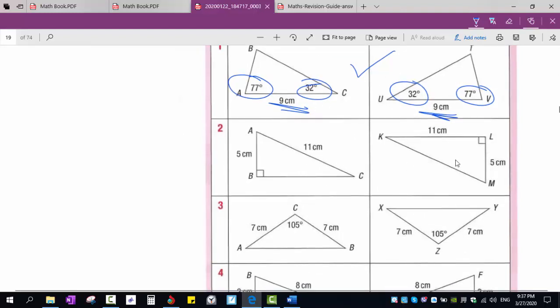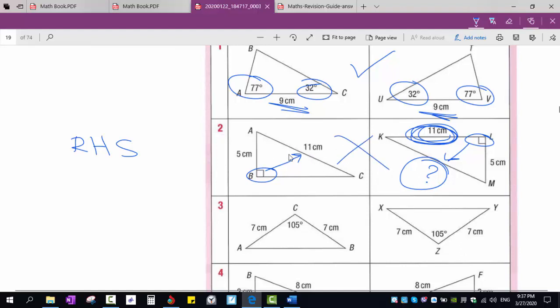Here, since there is a right angle, we have to think about right angle, hypotenuse, side. Are there two right angles? Yes. The side opposite the right angle, we don't know how long this is. The side opposite the right angle is 11. Since the side is missing, we don't know if it is exactly 11. This 11 doesn't make sense because the hypotenuse must be 11. Then these two triangles are not congruent because their hypotenuses are not equal.